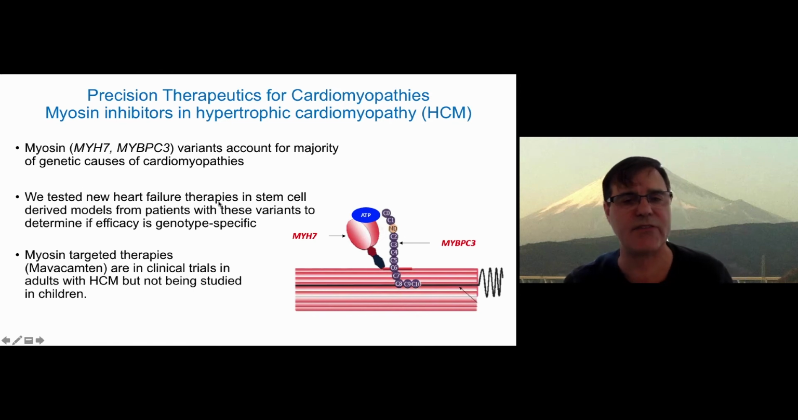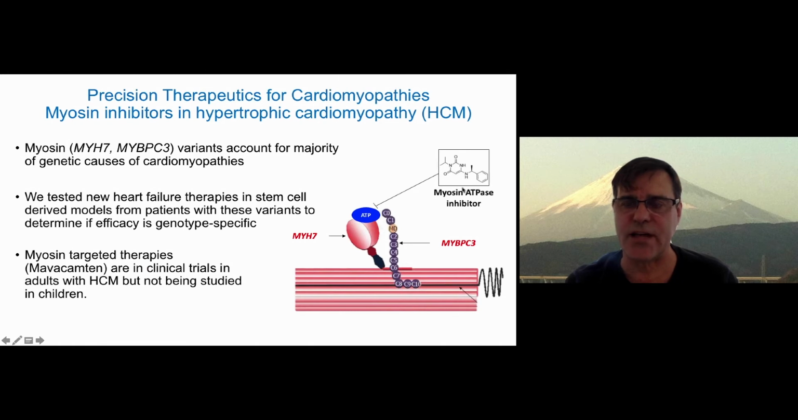And so we wanted to test new therapies in the stem cell derived models from patients with these variants to determine if there is a variant-specific response. And we're in particular interested in mavacamten, or MYK-461. It's used in clinical trials in adults with HCM, but is not being studied in children. What mavacamten, or MYK-461, does is it's the myosin ATPase inhibitor, which would prevent or reduce activity of the ATP binding here to the myosin heavy chain 7.